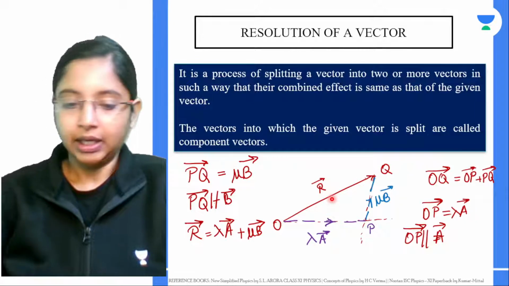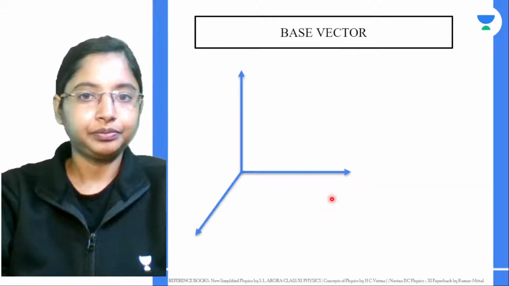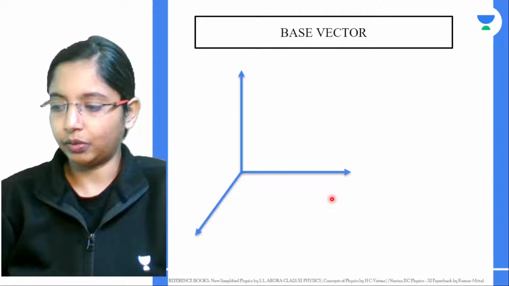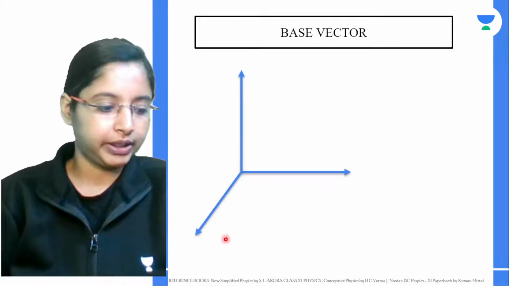Now, let's see what a base vector is. A base vector is a very simple quantity. Let's take a Cartesian coordinate system.